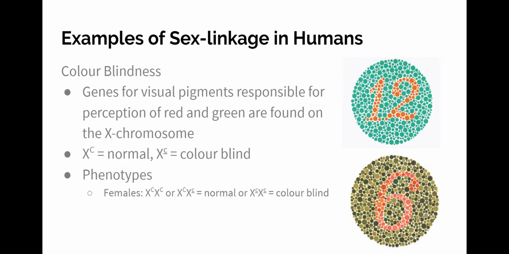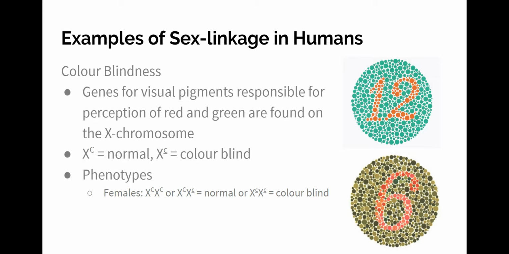So the phenotypes for females, you can have a normal female that is homozygous dominant, 2 big C's, or they can be heterozygous, or what we call a carrier. They show normal, but they have that recessive allele. You can also have a female who is colorblind by having both recessive alleles.